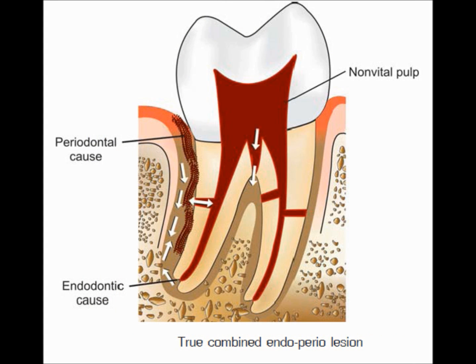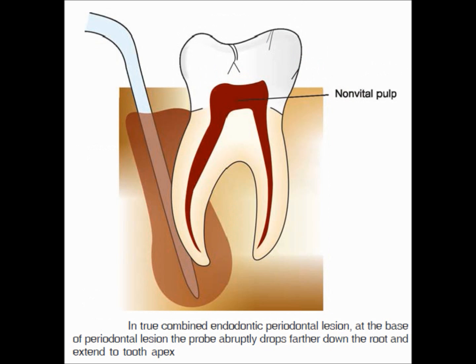True combined lesion: pulp and periodontal disease may occur independently around the same tooth. Once the endodontic and periodontal lesions join, they may be clinically indistinguishable. The prognosis of multi-rooted teeth with a combined pulpal and periodontal lesion depends on the extent of the destruction caused by the periodontal disease component.